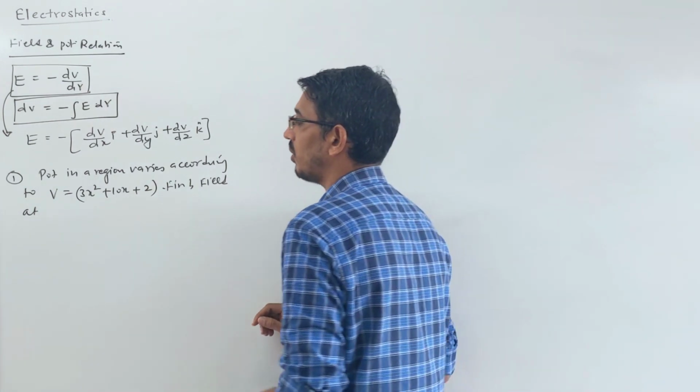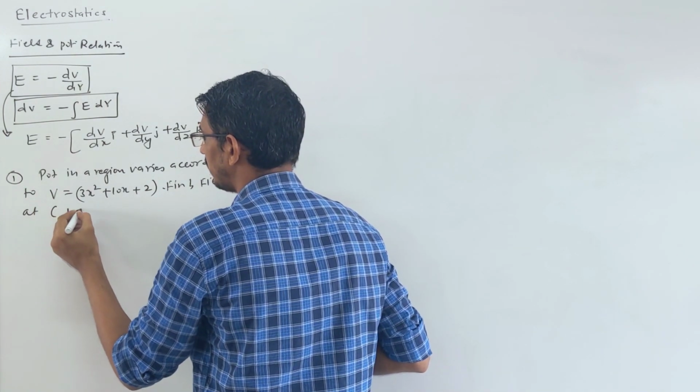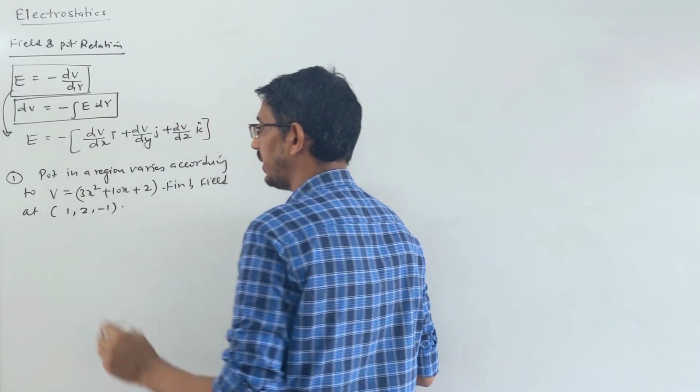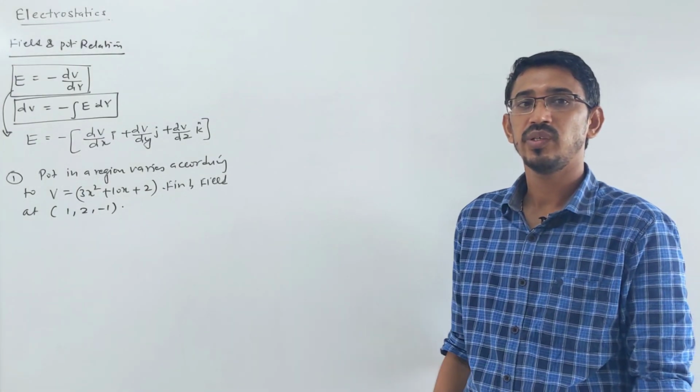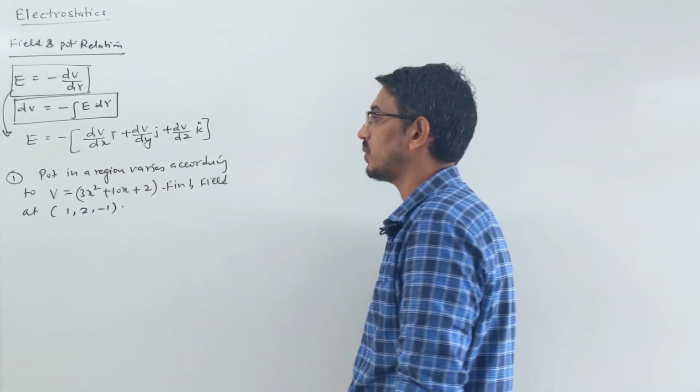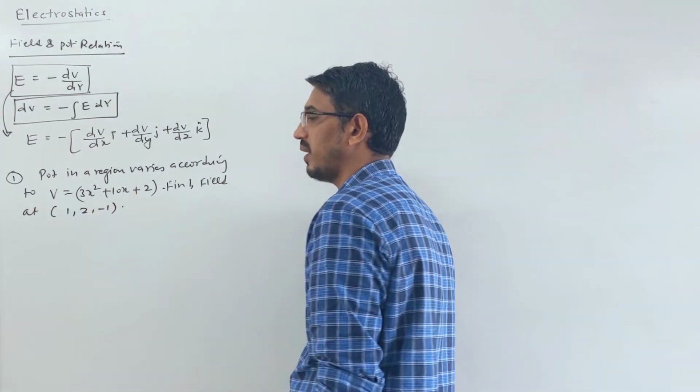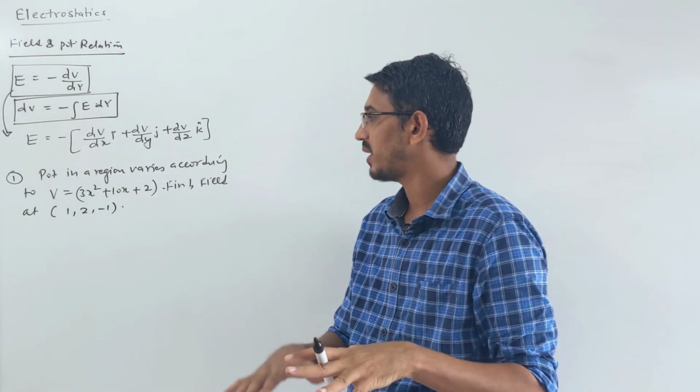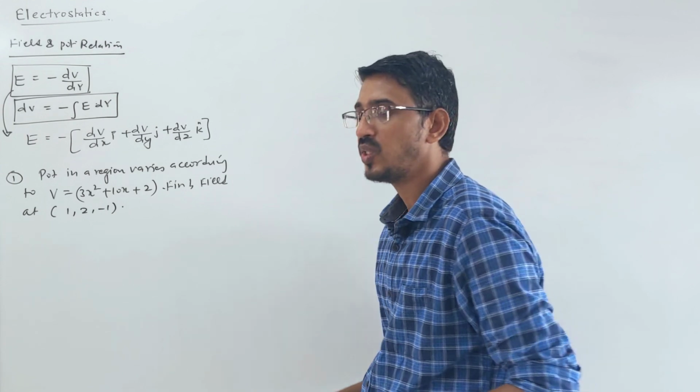Either they can give the distance directly, like x is equal to 2 meter or x is equal to 3 meter, or they can give a coordinate like 1, 2, minus 1. At this coordinate you have to find the net field. So this is 1 dimension, right? Only one variable. The potential varies in the x direction alone. Okay, easy equation.